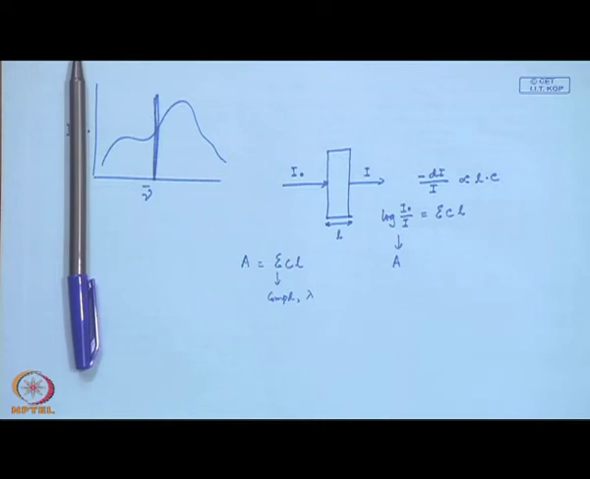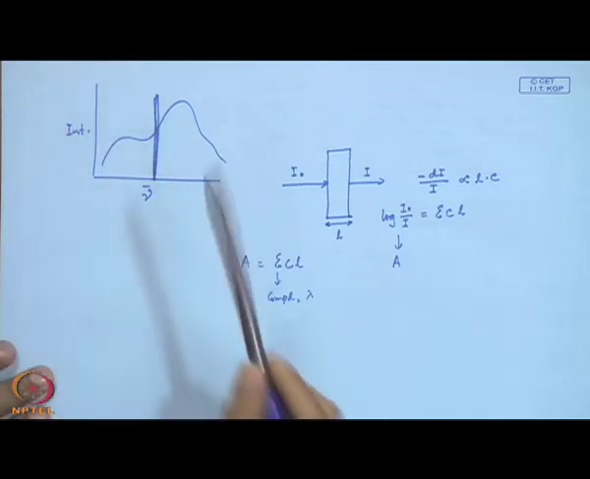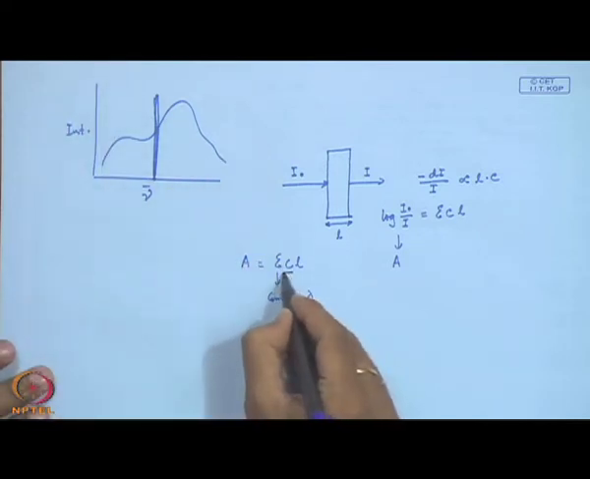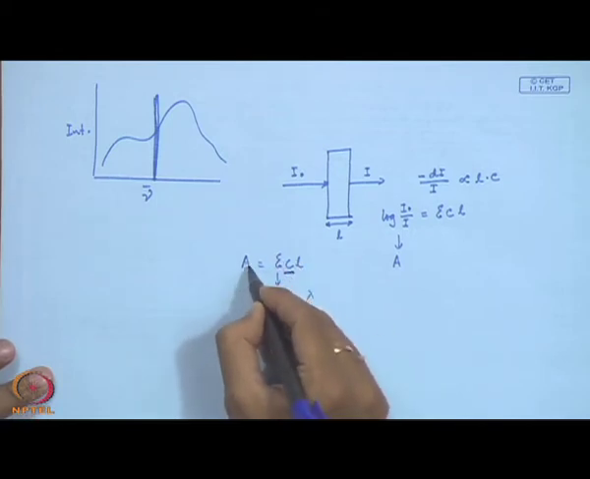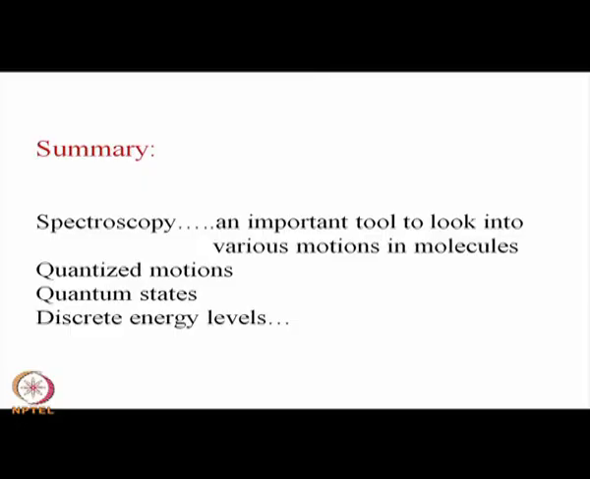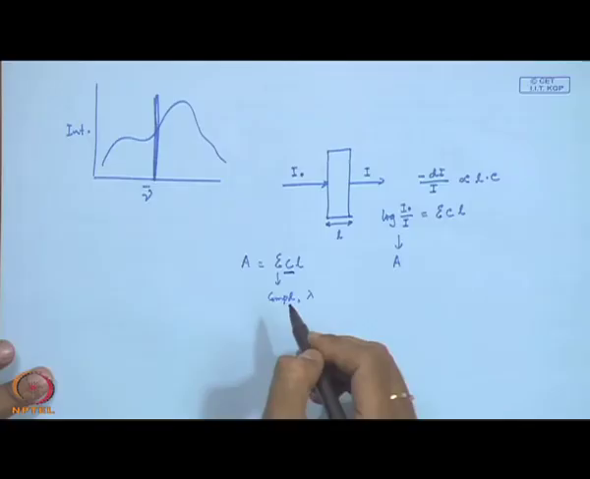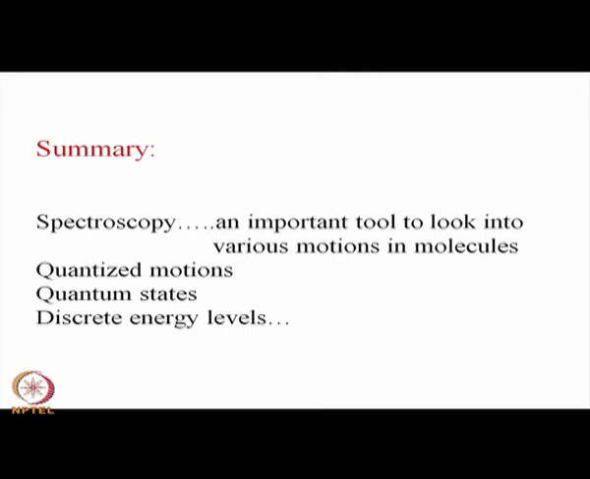It can be used to find out the population, because using Lambert-Beer's law, if we know epsilon for a given molecule and the path length, then we can find out C from a standard graph. So, absorption spectroscopy is indeed an important tool.